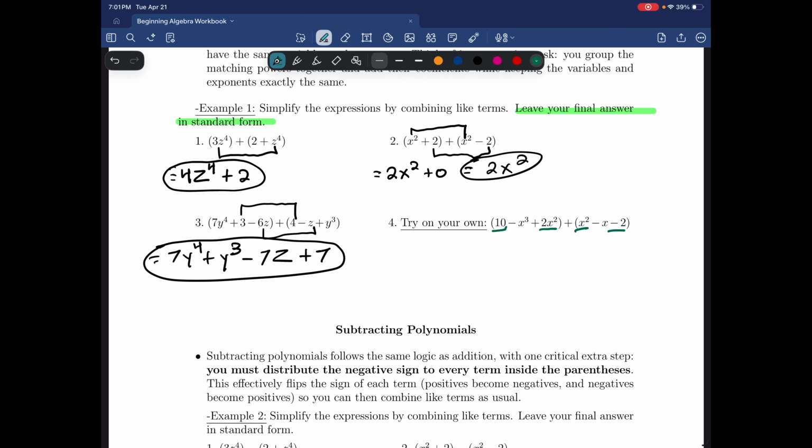So we have a 10 here and a -2 here. So 10 minus 2, that becomes 8. So we have 8. And then I'm just going to go ahead and bring that -x cubed down here.